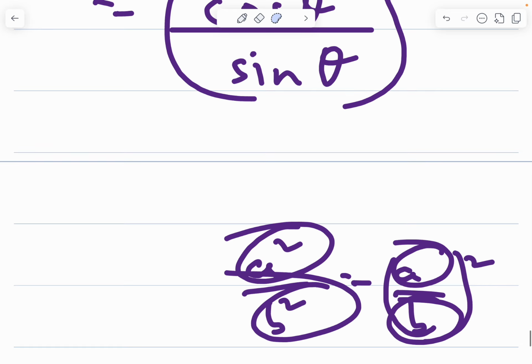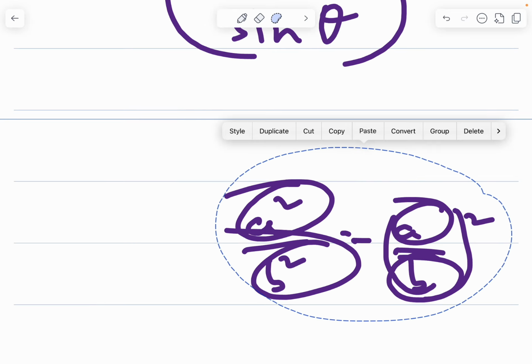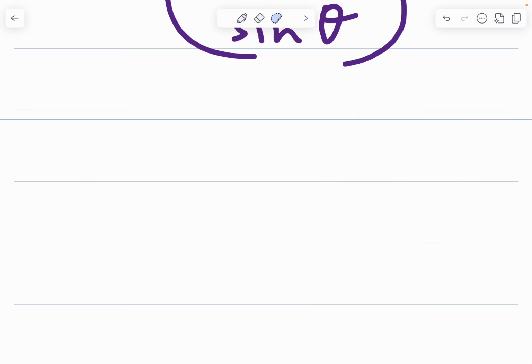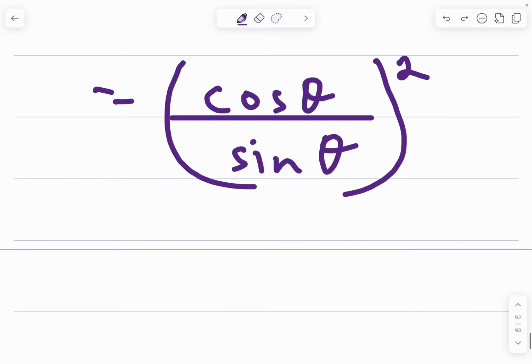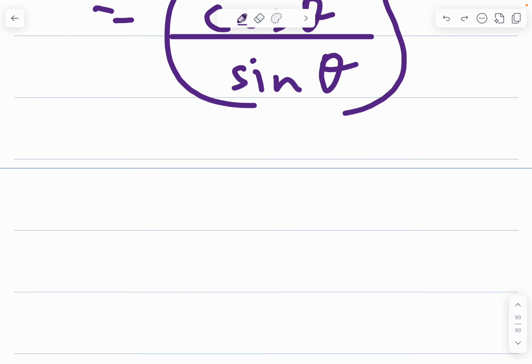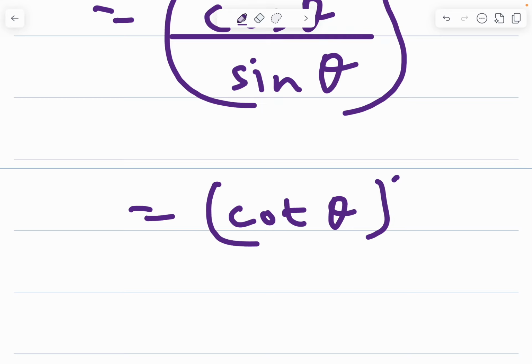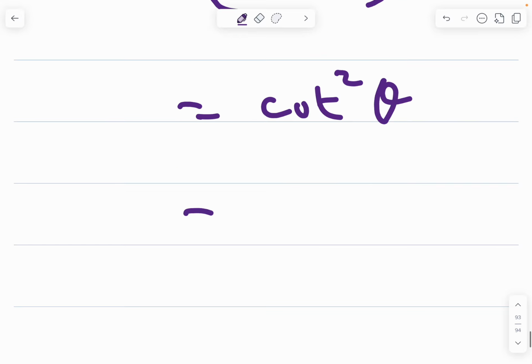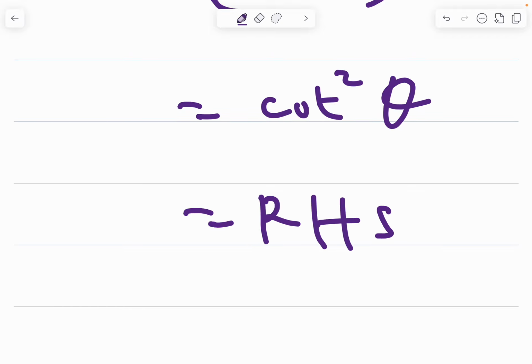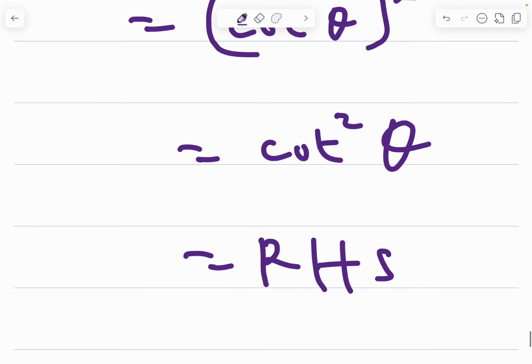So now what does that mean? What is cos theta over sine theta? Cos theta over sine theta is cot theta. So that means it is equal to the square of cot theta, which simply means cot square theta, and that is the right hand side. And that's it, very very simply.